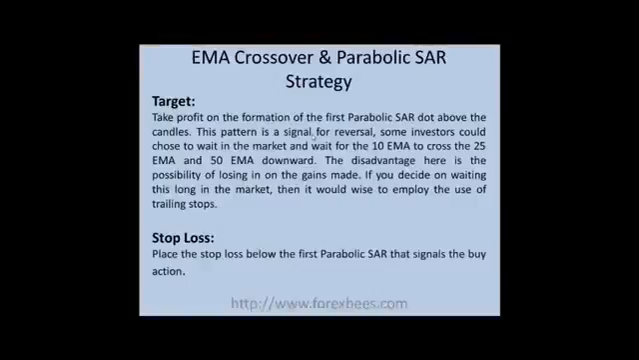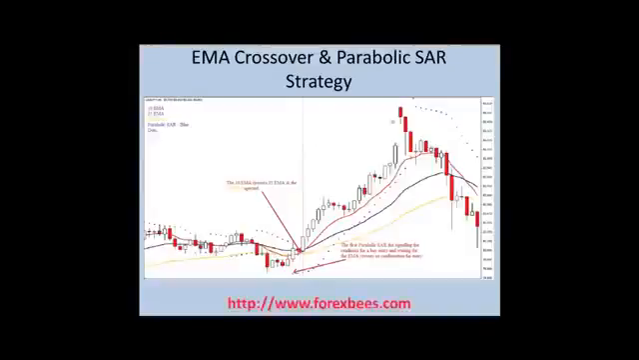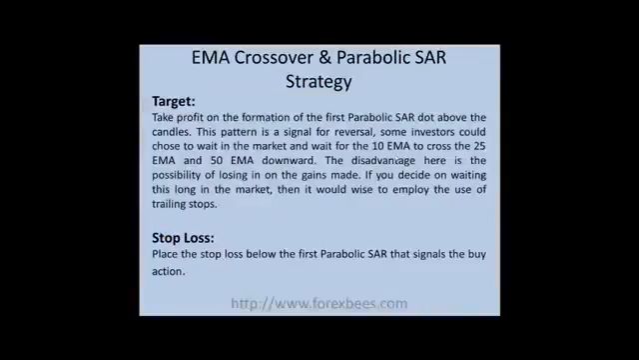Some investors could choose to wait in the market for the 10 EMA to cross the 25 EMA and 50 EMA downward. But the problem here is that some of the profits you might have until this point, you may lose. You might be in profit finally, but you may not get that many profits, because if you wait until the 10 EMA crosses the 50 EMA, you will get only this much profit. But if you exit at this point where the first parabolic SAR dot formed above the candlestick, you can get this much profit. So it really depends on you whether you want to exit when the first opposite parabolic SAR dot forms, or wait until the 10 EMA crosses the 25 EMA and 50 EMA. It's really up to you.